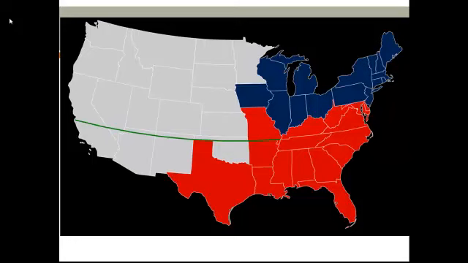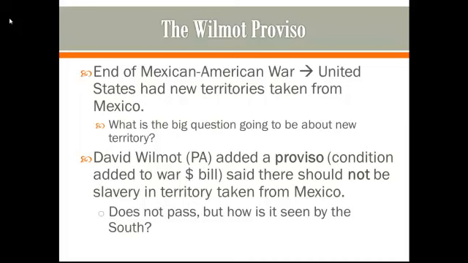But the northern states, especially those who did not want to see slavery spread into new territories, decided to try to do something to prevent the spread of slavery. And so a politician by the name of David Wilmot from Pennsylvania, a northern state, added a proviso, which is a condition. That's what a proviso is. And it was added to a war bill, a war money bill.